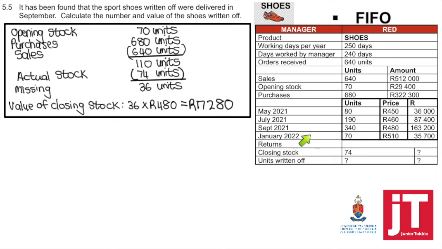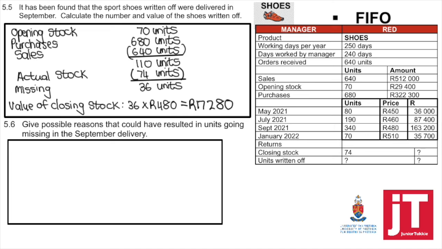This was from the purchases in September. The cost in September was 480. This is why we need to times that 36 with 480 to find out what was the value of the closing stock which is missing.